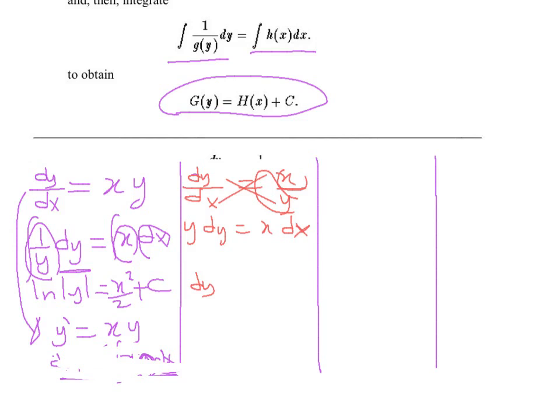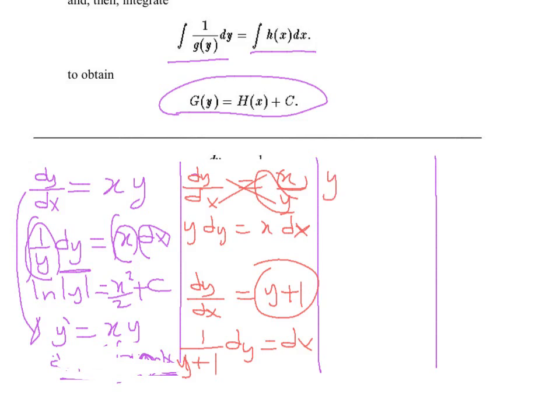Another example is this. This is also separable. You see, when the right hand side is a function of y only or a function of x only, then it must be separable, because there is nothing really to separate. So it must be separable. You can bring 1 over y dy to this side, leave dx on the other side, and integrate.